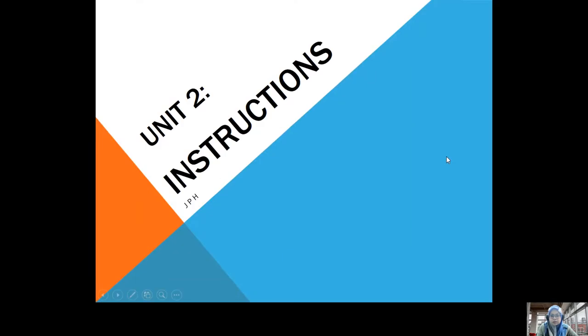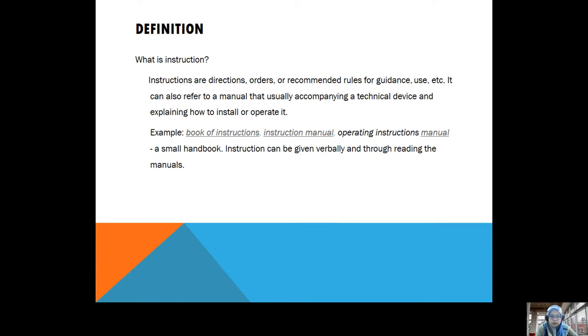Instructions. What is instructions? Definition of instruction: instructions are directions, orders, or recommended rules for guidance, use, etc. It can also refer to a manual usually accompanying a technical device and explaining how to install or operate it. So an instruction can be in the form of a set of instructions which have more than two steps or sentences, or it can just stand on its own, one word only. For example, stand up. Stand up is understood as an instruction which, when people listen to it, they know there's something you need to follow and do.